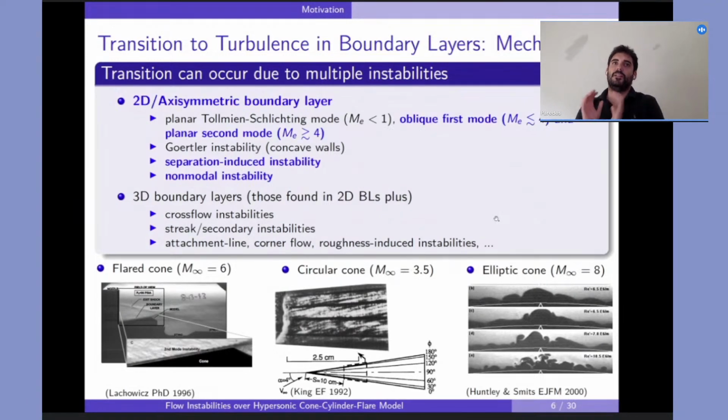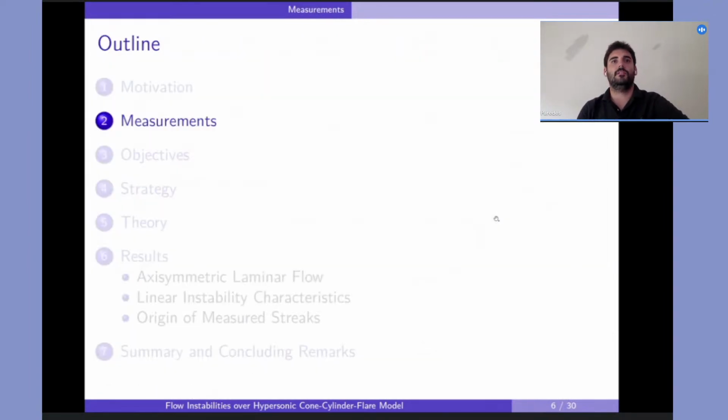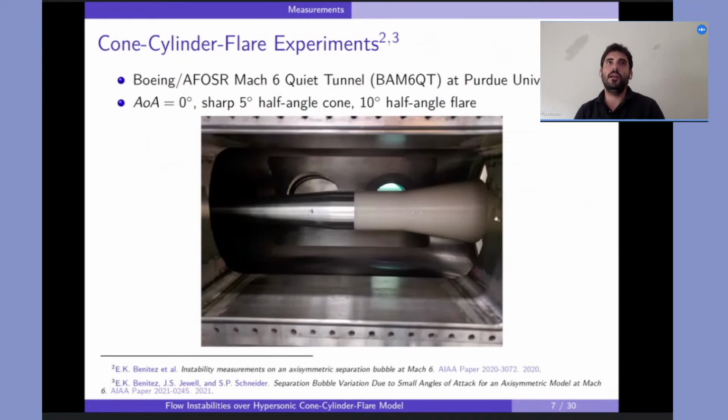So in this presentation, I'm going to focus just on axisymmetric boundary layers. So it's just a 2D flow. And in this 2D flow, we're going to have oblique first modes and planar second modes. We're going to have separation instabilities, and also some non-modal instabilities can be important there too. Okay, so that's what we need to take into account to be able to understand transition for the current case. The measurements and the model used for this study are a cone-cylinder-flare experiment.